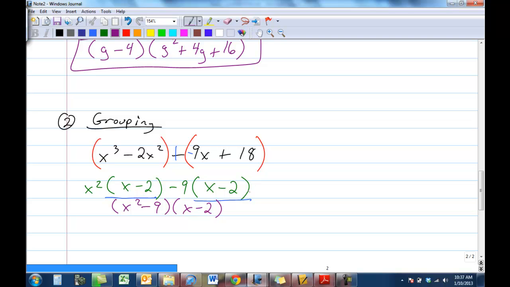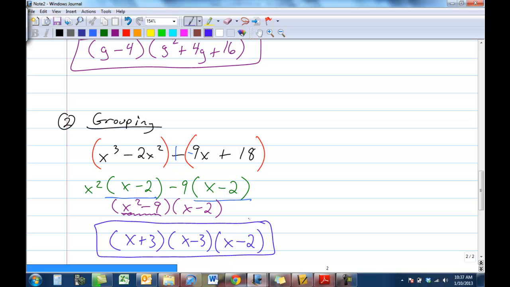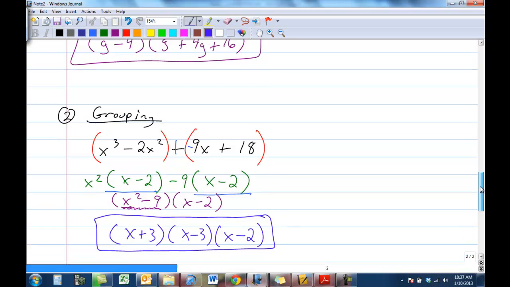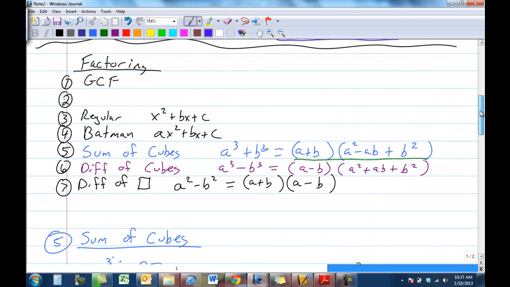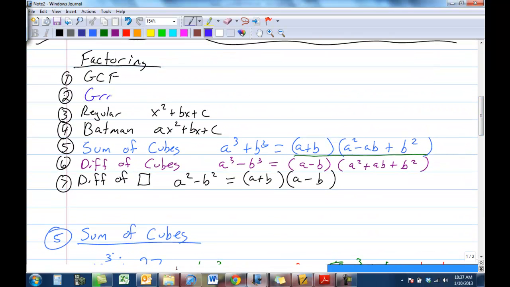Now, you look at what's left. Can anything go further? Well, x squared minus 9 is a difference of squares, so this can actually go a little bit farther. This can go to x plus 3 times x minus 3. Then we got our x minus 2. So that is our final answer. But grouping is actually the end part of Batman, isn't it? So, number 2 here, let's add it to our list, is by grouping.